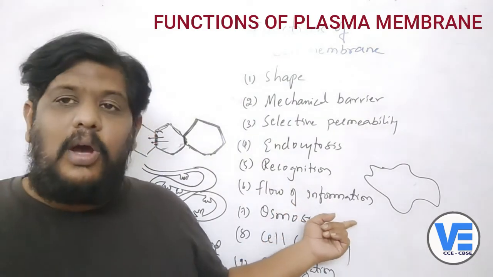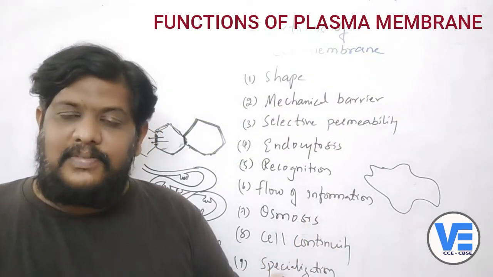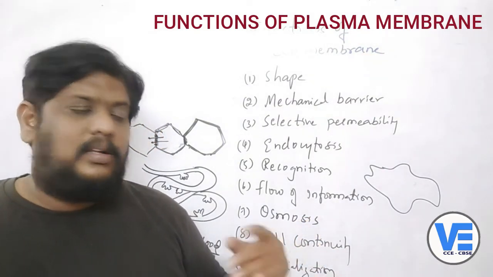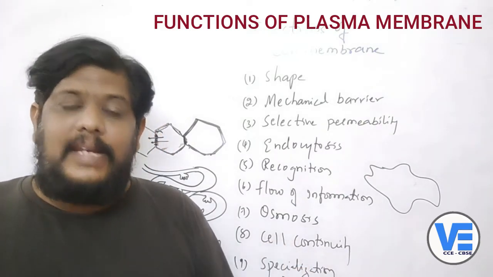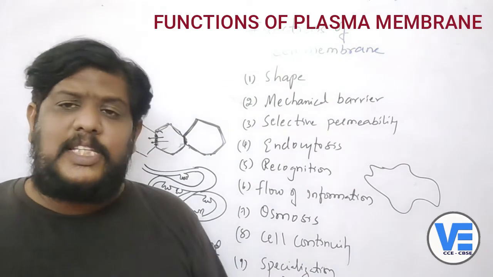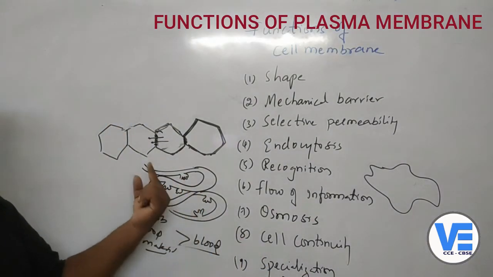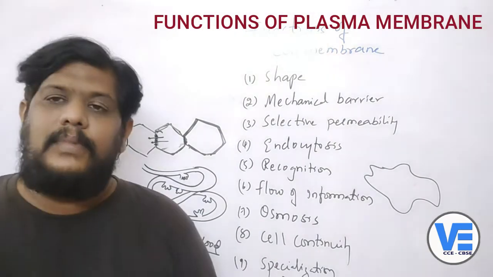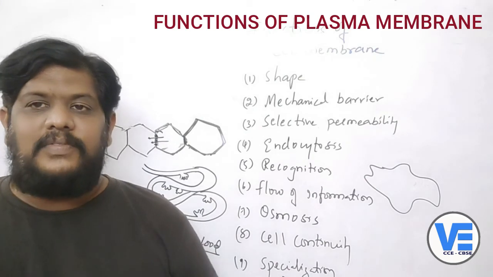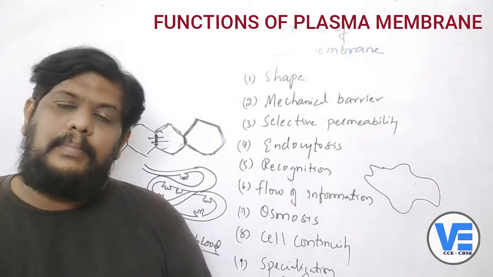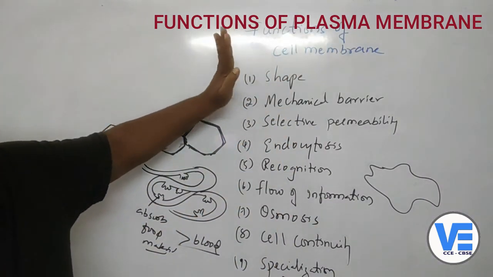Next is the flow of information from one cell to another cell, and next is osmosis, that is from lower concentration to higher concentration, and next is cell continuity with the help of the plasmodesmata, and the last one is specialization, like structures called, you can see here, the microvilli. So these are the different functions of the plasma membrane or the cell membrane. So the cell membrane will perform these many functions.